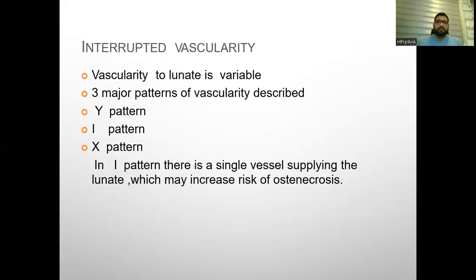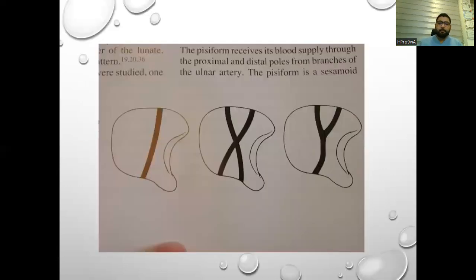So the second factor is the interrupted vascularity. As we all know, the vascularity to lunate is variable. There are three major patterns of vascularity described in the textbook. The number one is a Y pattern, number two is an I pattern, and number three is an X pattern. In I pattern, there is a single vessel supplying the lunate, which may increase the risk of osteonecrosis. But it can happen with all the other varieties, but most commonly seen in the I type variety of the vascularity. So this is an illustration. You can see I, X, and Y type.